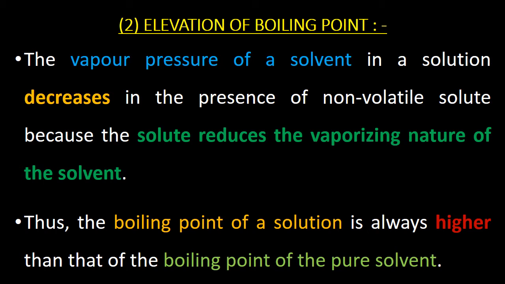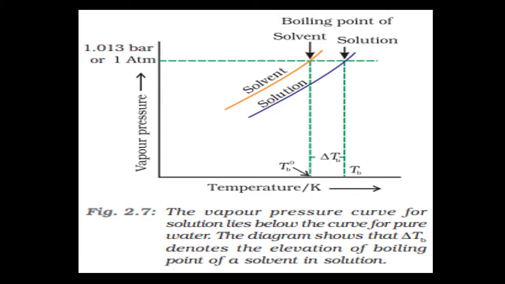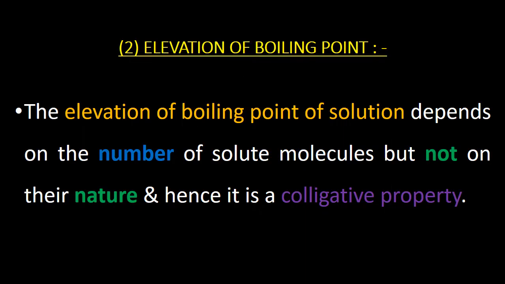Hence, the boiling point of a solution is always higher than the boiling point of the pure solvent. In this graph, you can see that the boiling point of the solution is higher than that of the solvent. The elevation of boiling point of the solution depends on the number of solute molecules but not on their nature. Hence, elevation of boiling point is a colligative property.